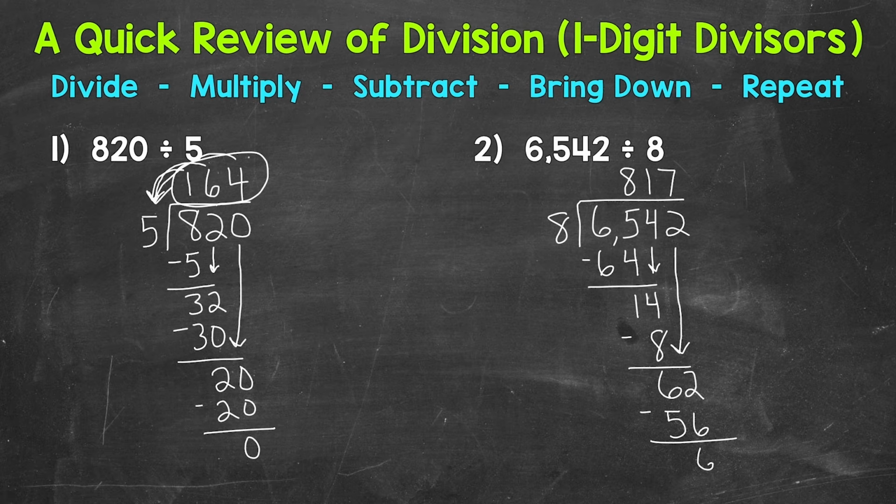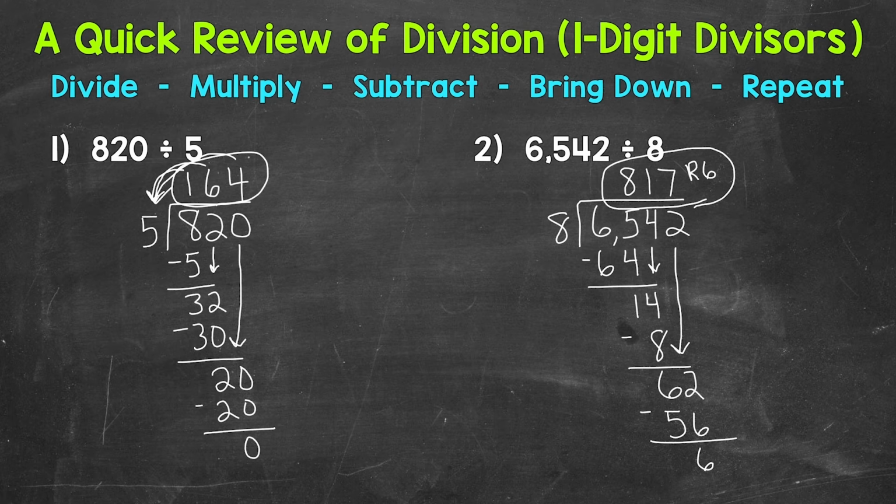Subtract, we get 6. Now we went all the way over to the ones place, so we do not have any more digits to bring down. We are done. This one did not work out perfectly like number 1. We have a remainder, something left over. So that 6 is our remainder. The final answer, 817, remainder 6.